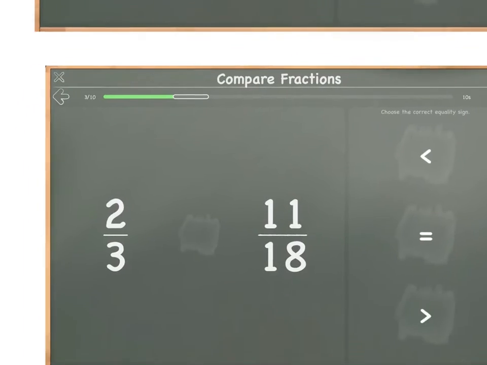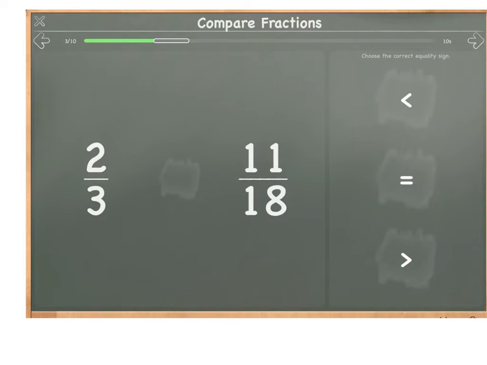But my favorite strategy, I've taught this to you guys before, is this one. If I cross multiply, that means going from this direction up towards this direction, I can multiply 3 times 11 gives me 33. And if I multiply in this direction, 18 times 2 is 36. 36 is greater than 33, so therefore I would use the symbol that 2/3 is greater than 11/18.